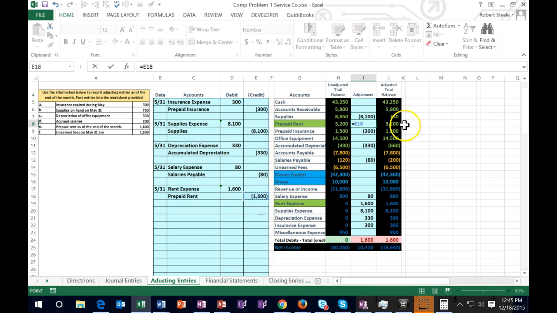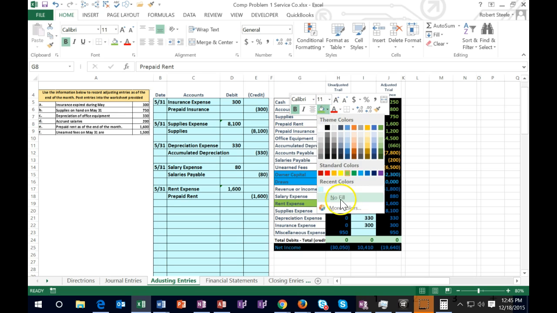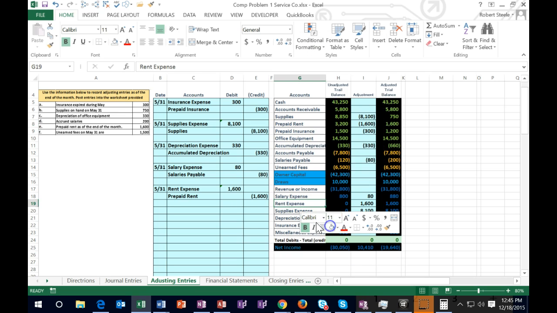And once we hit enter, this number should go down to 16 because we reduced it to prepaid rent, what it should be as of the end of the time period. All right, so let's clean off the green again and go to the next area, the last and final adjusting journal entry before we have to stop this exercise.